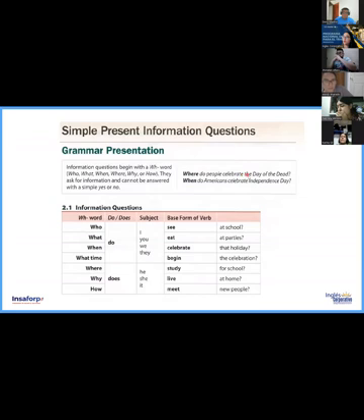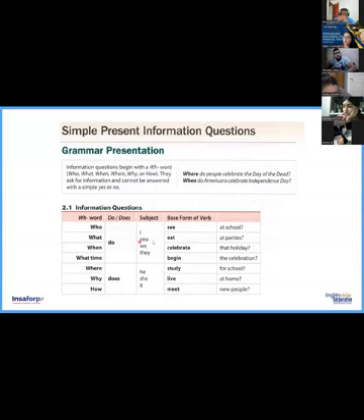Tenemos, where do people celebrate the day of the death? Queremos saber algo más, right? Then we have, when do Americans celebrate? And so on. Vamos a ver entonces el orden de las preguntas. Al principio vamos a indicar the WH question: who, what, when, what time, where, why, and how. Después de la WH question, vamos a utilizar la misma estructura que hemos utilizado con las questions, right? Es el do, does, de acuerdo al sujeto. Luego vamos a agregar el verbo.